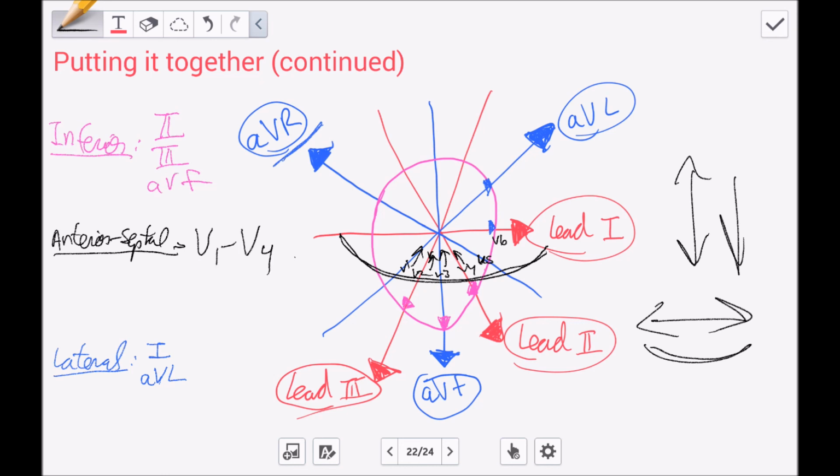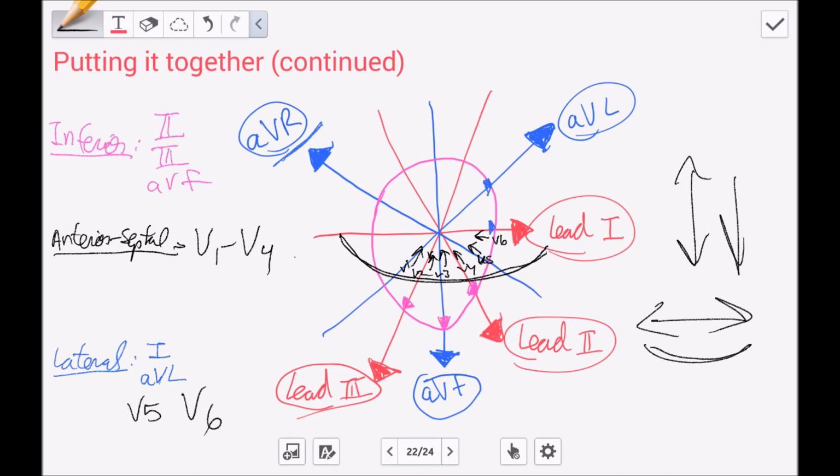Okay? So now you may ask, Carlos, so what about V5 and V6? Well, V5 and V6, if you start looking at it, it starts looking at the heart from that plane, almost from the lateral side, right? So those ones are also your lateral leads, V5 and V6.